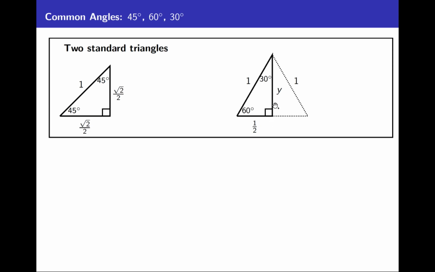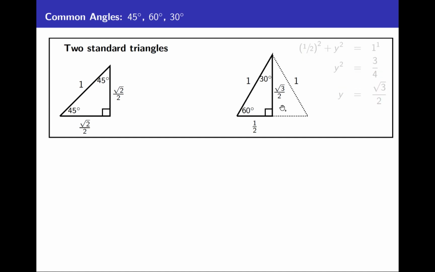And then we've got this vertical side, y. Now, what is the length of that side? You can use the Pythagorean theorem from this right triangle. 1/2 squared plus y squared equals 1 squared. Now, 1/2 squared would be 1/4. Subtract 1/4 from both sides. 1 minus 1/4 is 3/4. So we get y squared is 3/4. Now take the square root of both sides. Y is the square root of 3 over 2. So this vertical side of the 60-30 triangle is square root of 3 over 2.